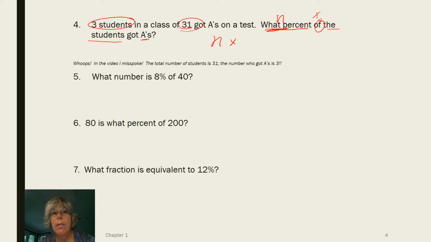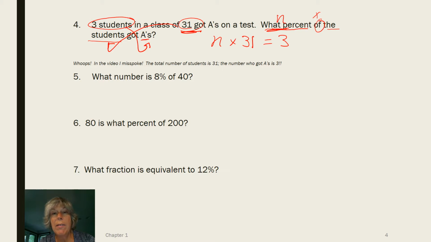times the students. The students, there were, what percent of the students? There's 31 students altogether. What percent of the students, and they're talking the total number of students, so we have to use the 31, got A's? Well, there were 3 students that got A's. So 3 students got A's, 31 students altogether. N times 31 is equal to 3.